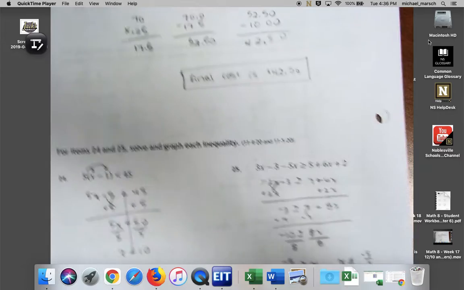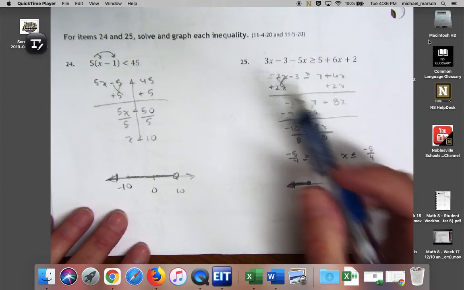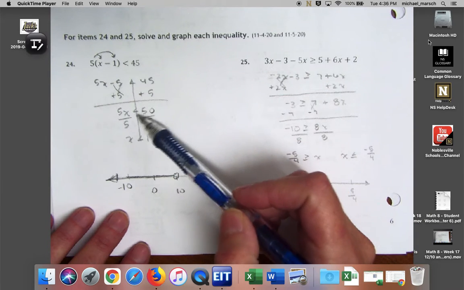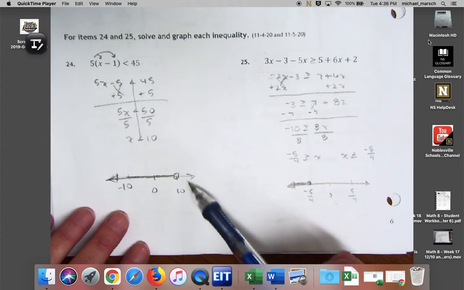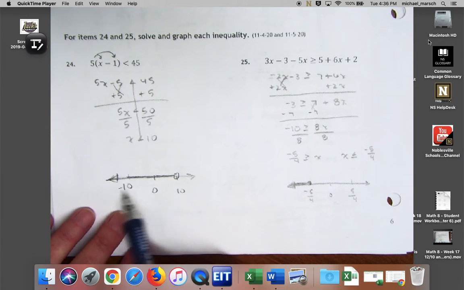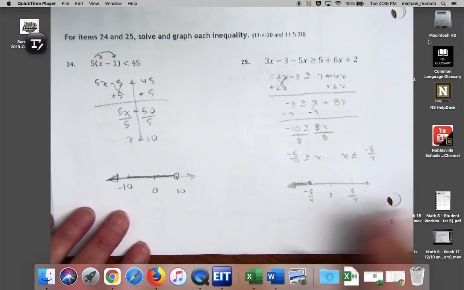Okay, inequalities. Remember, you solve these exactly like you would solve equations, except we just have an inequality symbol. Distribute the 5. Now I've got a two-stepper. Open circle because it's just less than, and less than goes to the left, right? Because the arrow here for my inequality goes that way.